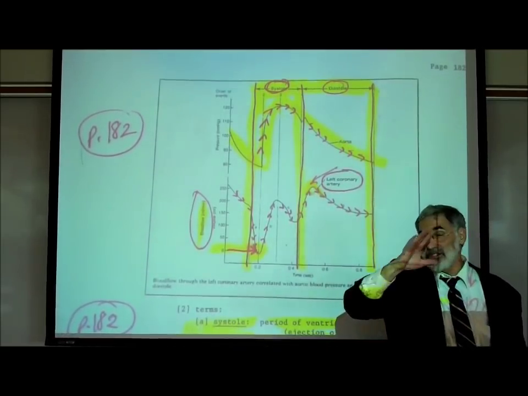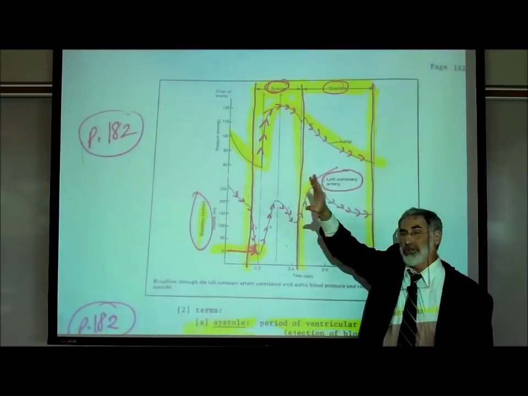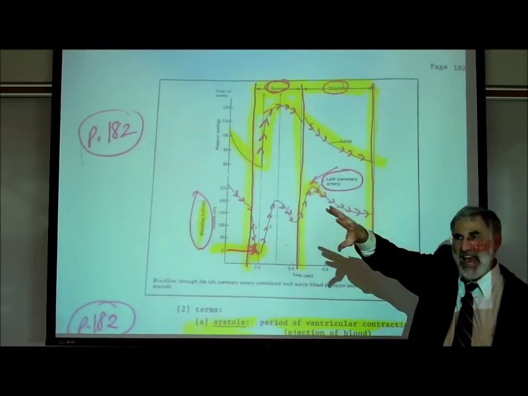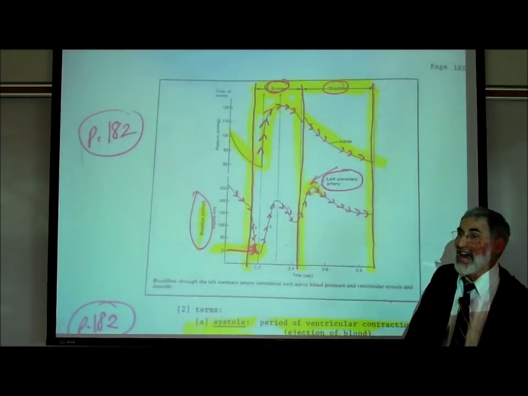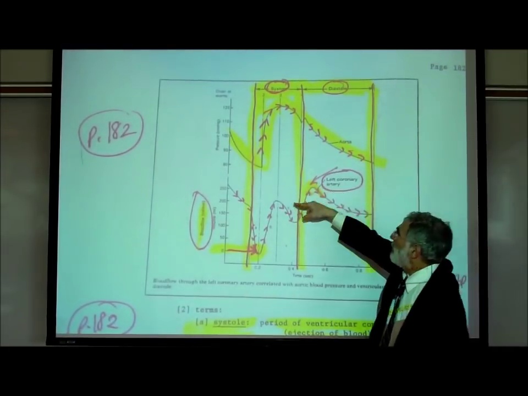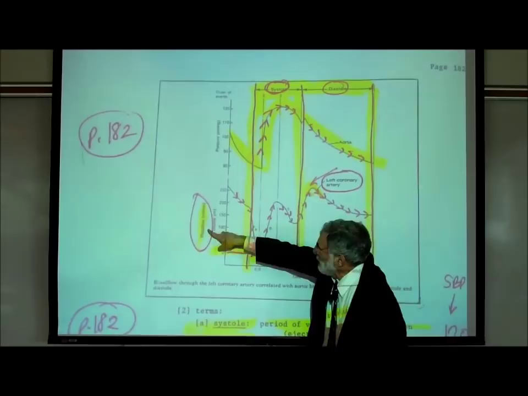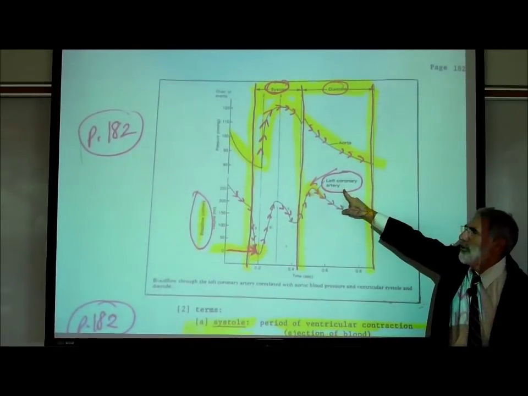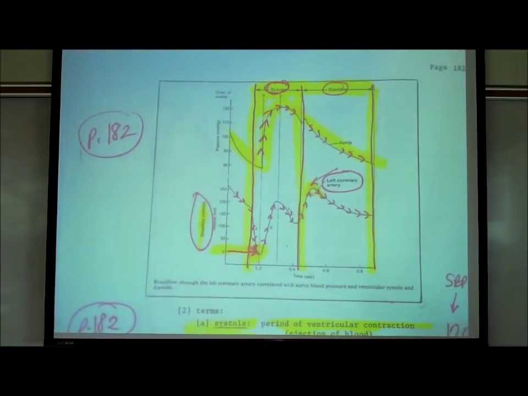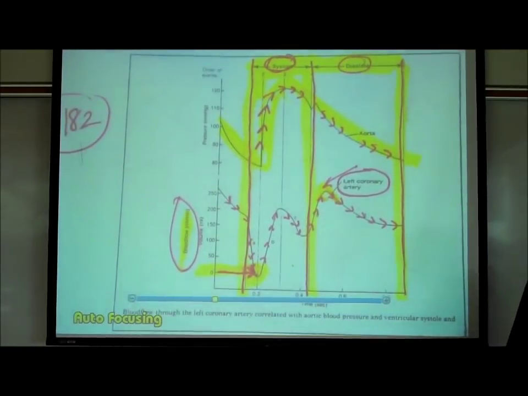Again, this is what we're going to be learning about, blood pressures and volumes, stuff like that. But if you don't know what the aorta is, you're not going to understand what I'm talking about. That's anatomy. The lower graph line is showing blood flow in milliliters per minute through the left coronary artery. That's what I want to focus on, the left coronary artery.